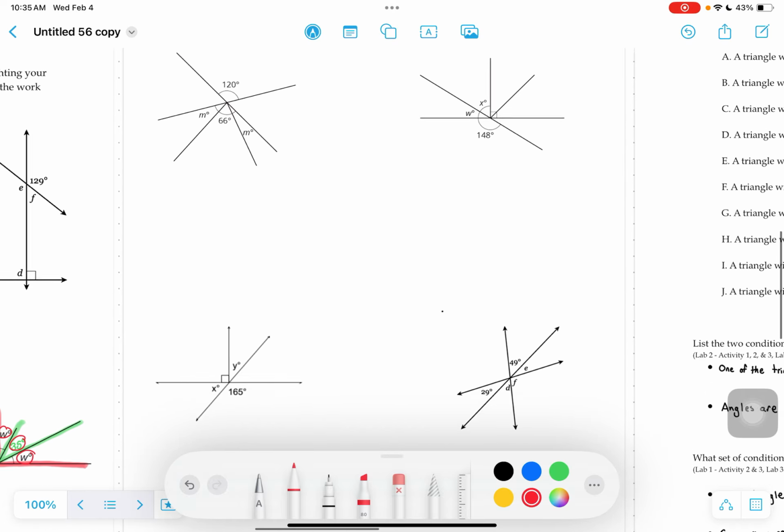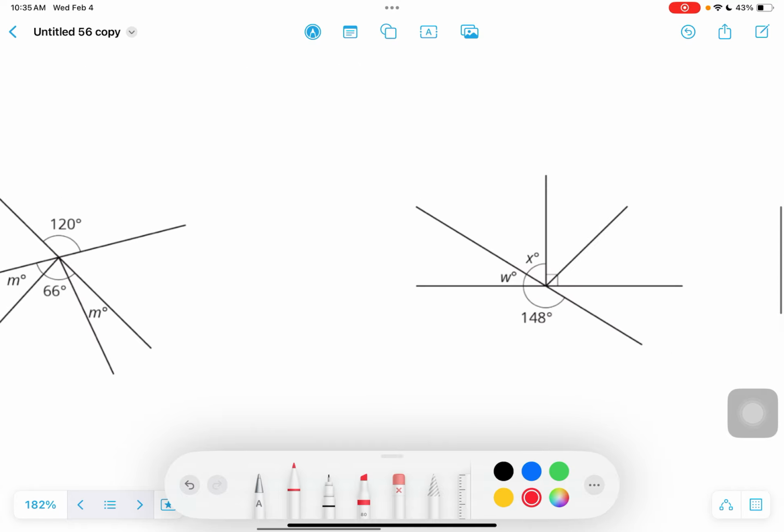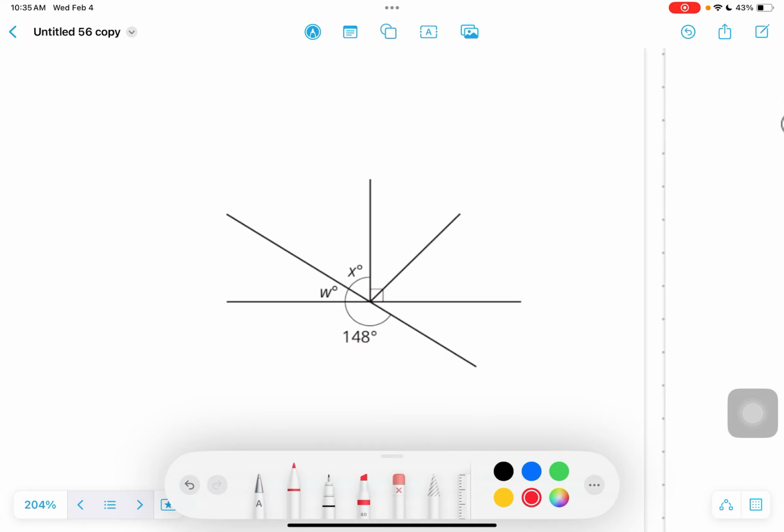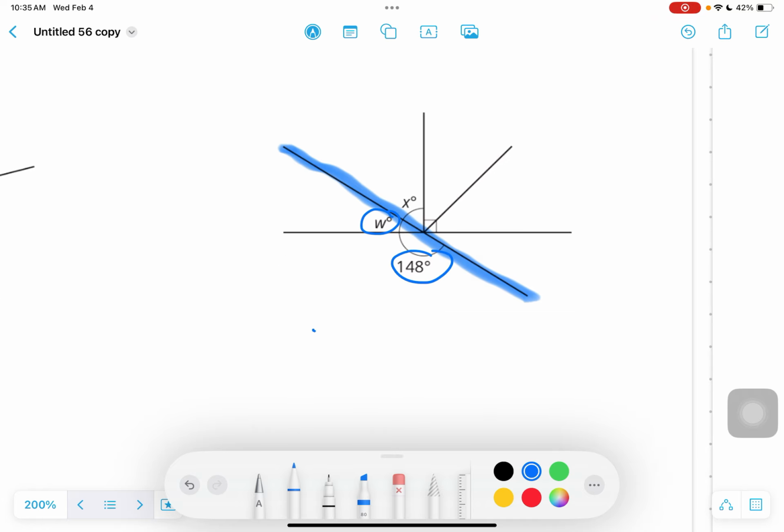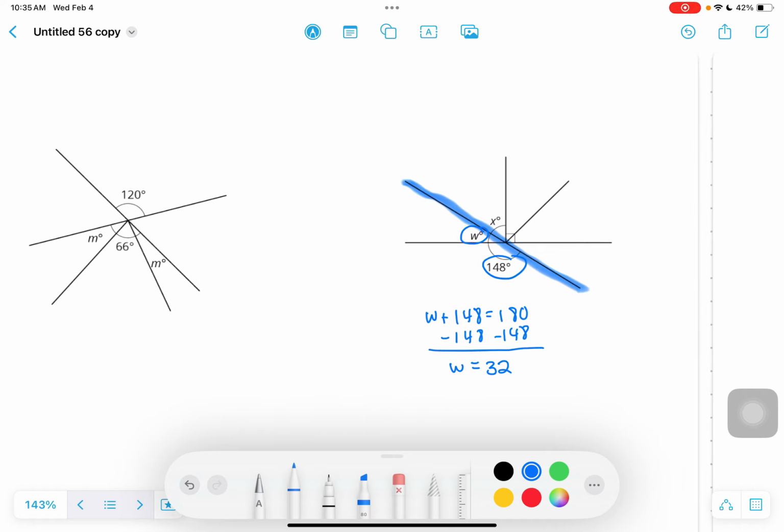Let's look at a problem like this one over here. There's a lot going on, so it can appear tricky. But I notice here a straight angle, so these two angles are supplementary. W plus 148 equals 180. Subtract 148 from both sides. And we get W equals 32 degrees.